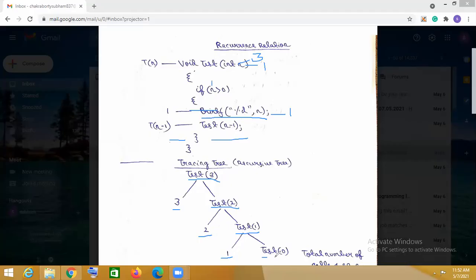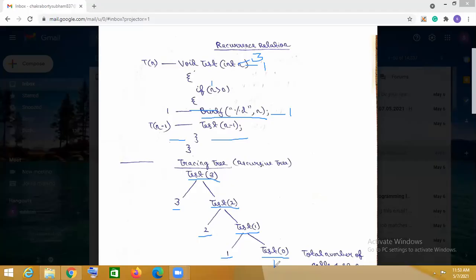Now, is 0 greater than or equal to 0? This is not possible, so the function will not run again. Our call will stop here. That's how we can trace a tree, or use a recursive tree like that.